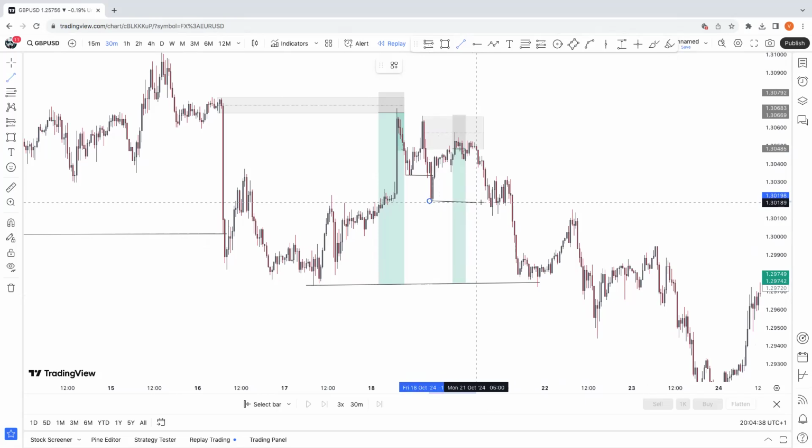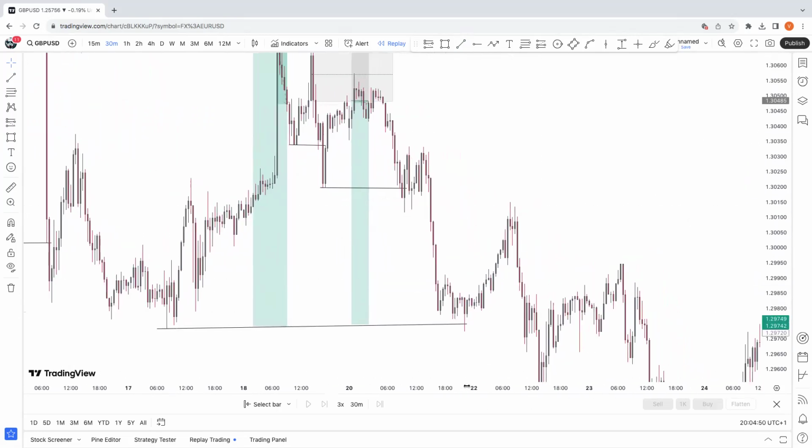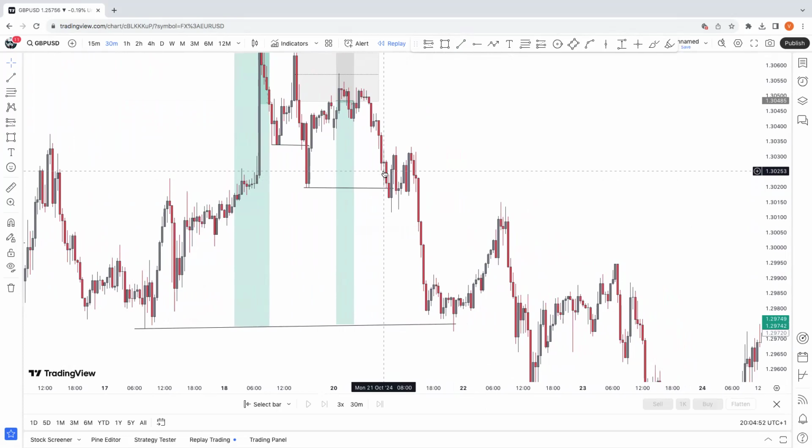We got another break of structure here, right? We got another break of structure here as well. Now, the zone that was responsible for this was our last supply zone, this candle right here. This would have been better if we were actually replaying this, but I hope you guys are following along. This was our last supply zone before this break of structure.